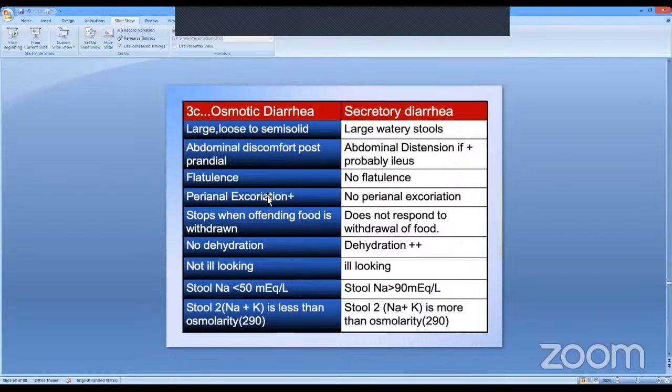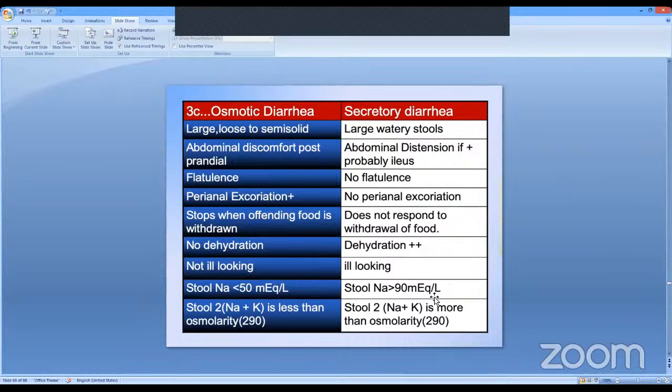Perianal excoriation, again you think of lactose intolerance, will be there in osmotic diarrhea. No perianal excoriation in secretory. It stops when the offending food is withdrawn. Does not respond to withdrawal of the food. No dehydration, osmotic diarrhea. Why? Because sodium loss in osmotic diarrhea is very less. And dehydration is more in secretory diarrhea because sodium loss will be more.